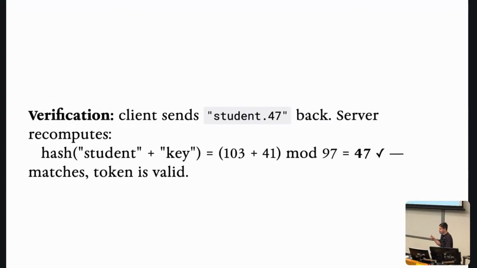And the way it does that is recompute the hash for student with the key, and it should get the signature again, which is 47. Is it kind of like how a checksum works? Okay, a checksum I think is slightly different.